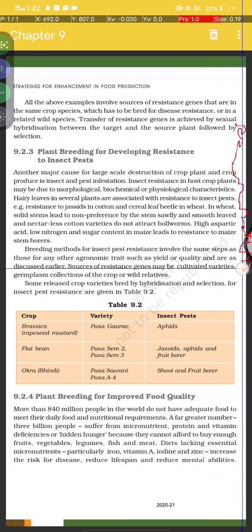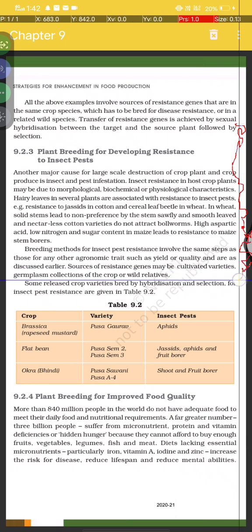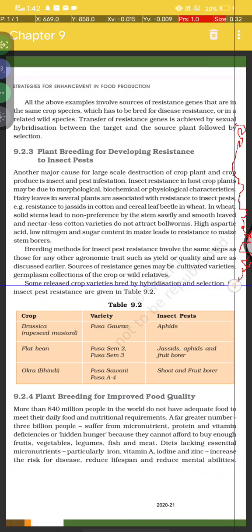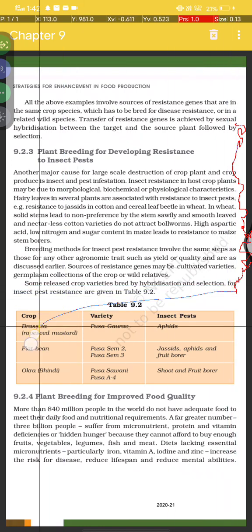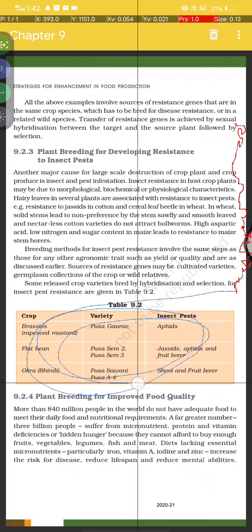Sources of resistance genes may be cultivated varieties and germplasm collections of the wild relatives. Some released varieties through hybridization and selection are insect resistant, as given in the table. This is also important from the examination point of view.